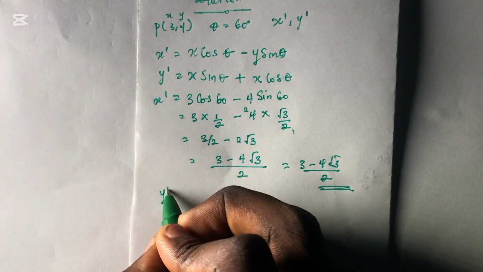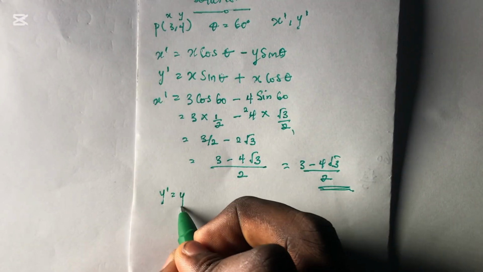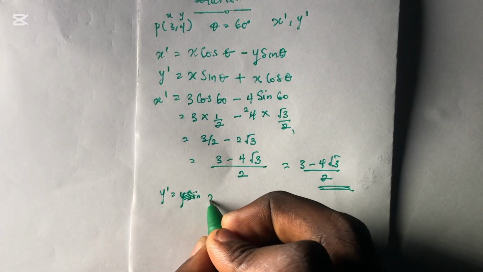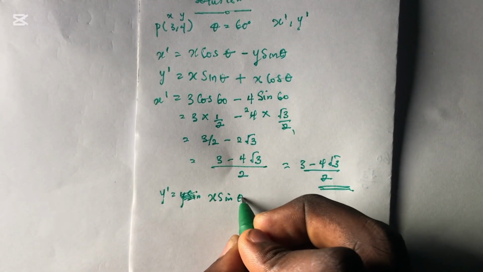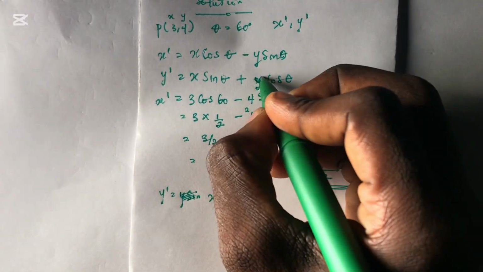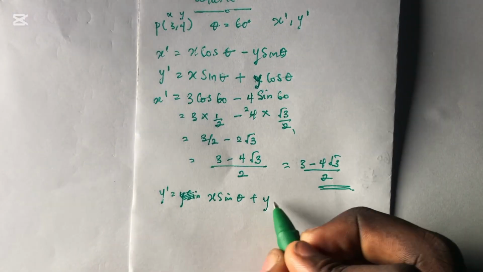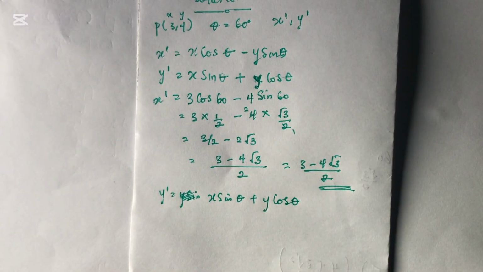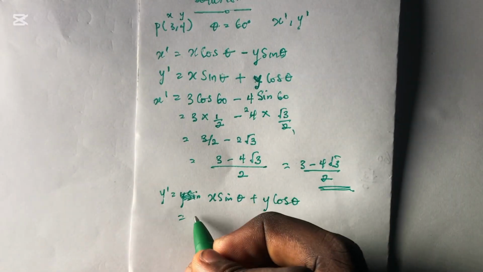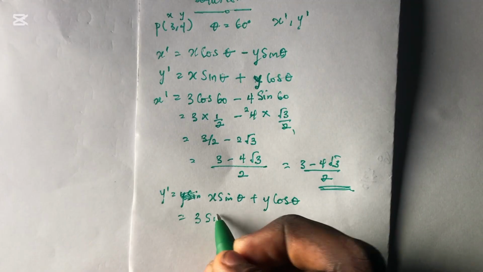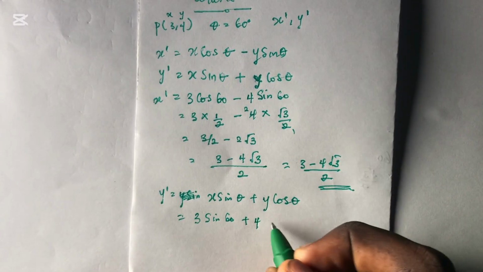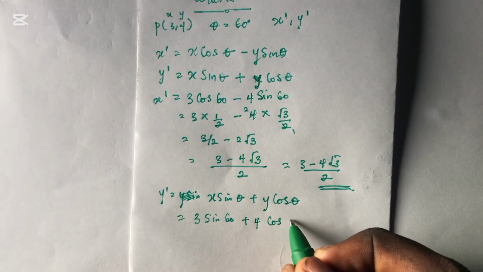Similarly for my y prime, remember that this is x sine of theta, positive, y cos of theta. So this is going to be x, what's my x? Which is 3. You can see there, this is 3. Then sine of what? 60. Then positive, what's my y? My y is 4. And cos of what? Of 60.